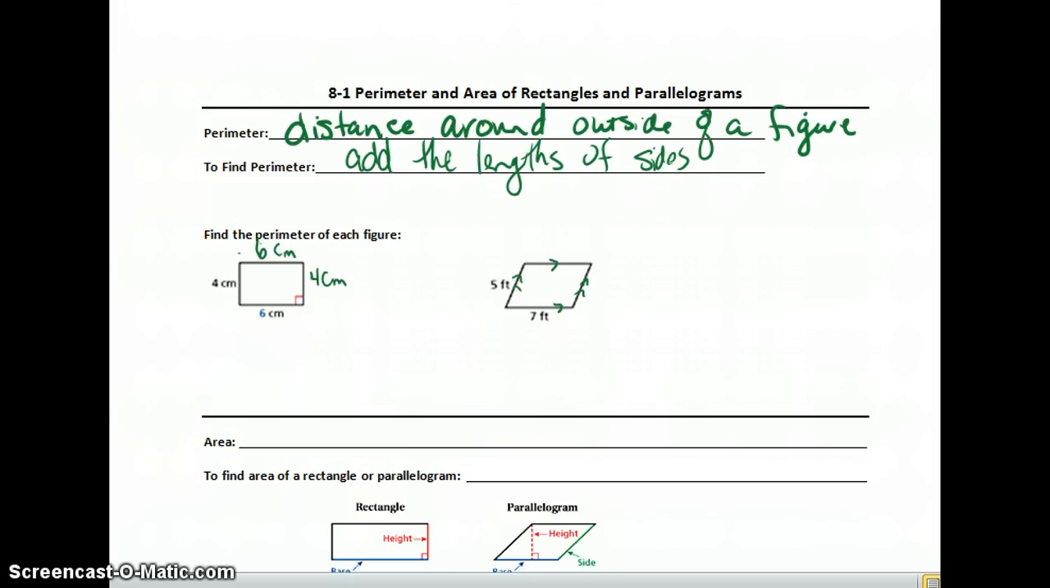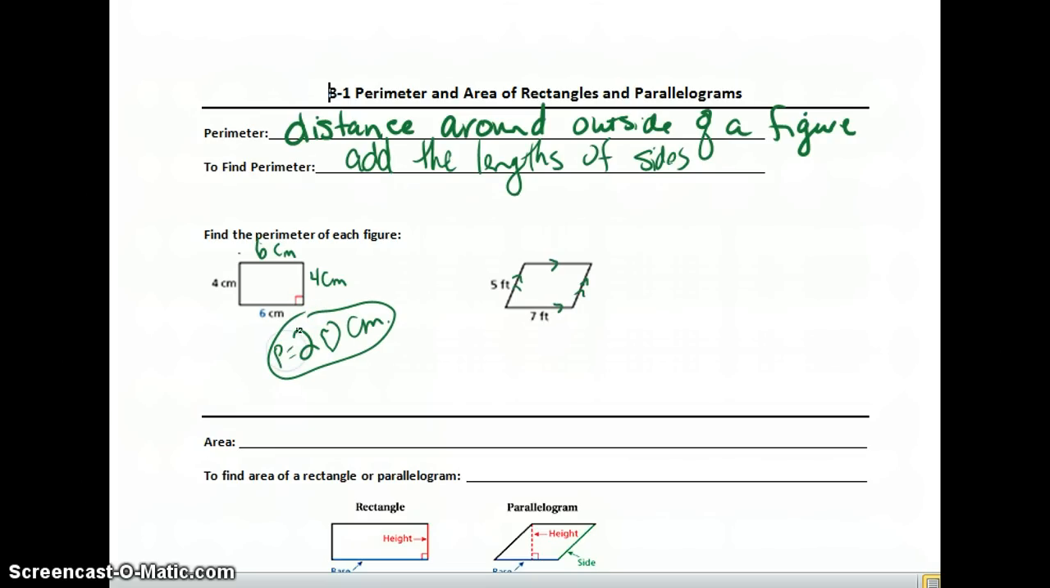Good, hopefully you noticed that on the first example, it's a rectangle. So that means if one side is 6, the opposite side is also 6 centimeters. And likewise with the 4 and 4 centimeters. If we're going to find the perimeter, we have to take these and add them all together. So we start at one side: 4 plus 6 is 10, plus another 4 is 14, plus another 6 gives us 20 centimeters.